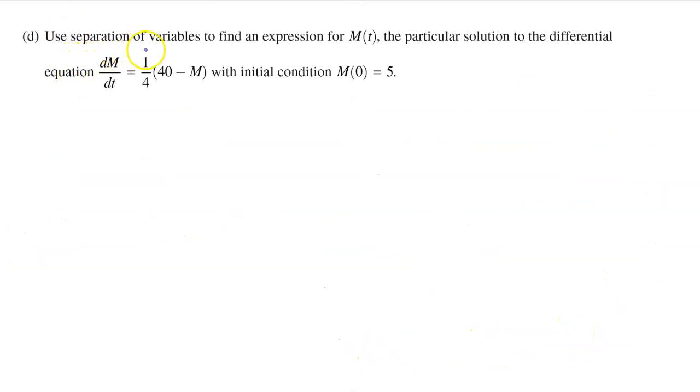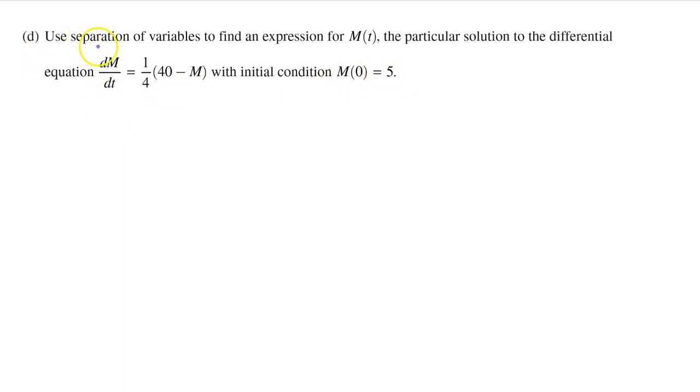Part D. Use separation of variables to find an expression for m of t, the particular solution to the differential equation dm/dt equals 1/4 (40 minus m), with the initial condition m of 0 equals 5.